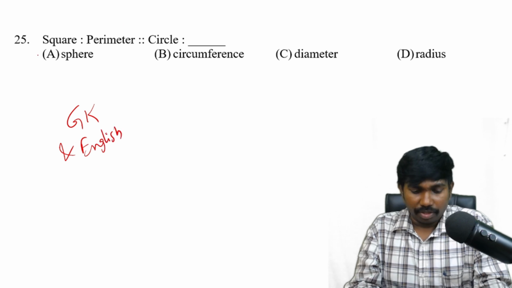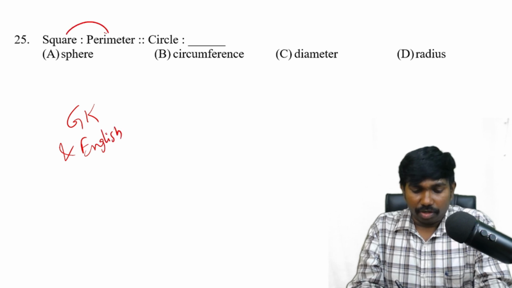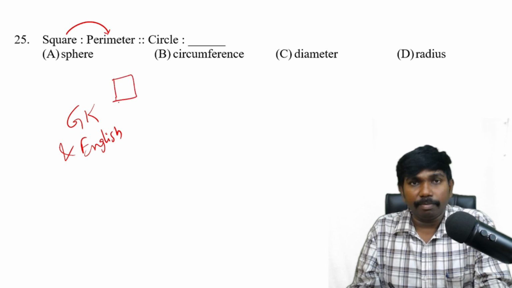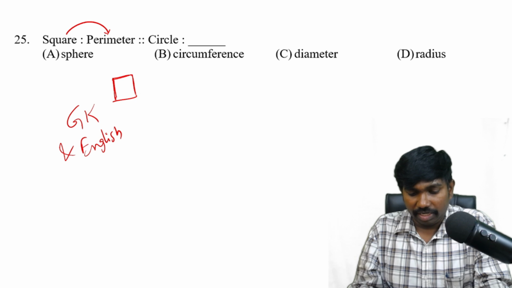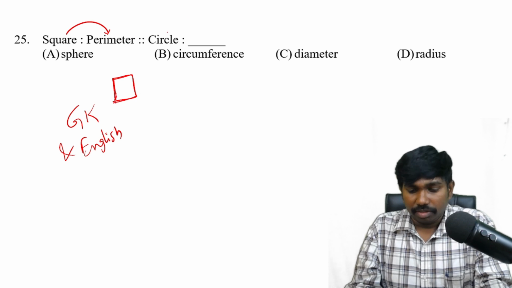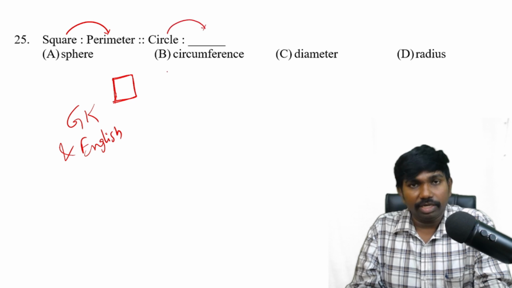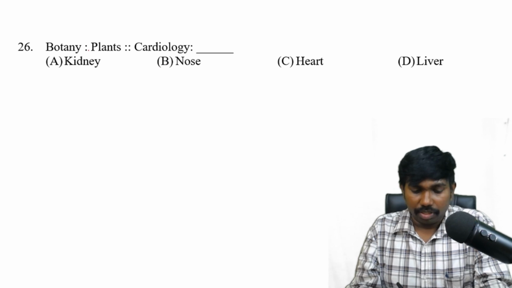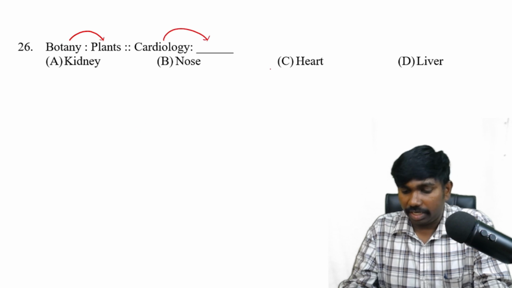From here we'll see general knowledge based and English subject based questions. Square and perimeter, how are these two related? Perimeter is nothing but the boundary length, the sum of the lengths of all boundaries. So for a circle, what is the boundary of the circle called? That is called circumference. Yes, it is option B. Next, botany, plants, cardiology and dash. Botany is the science of plants. Cardiology is the science of the heart.